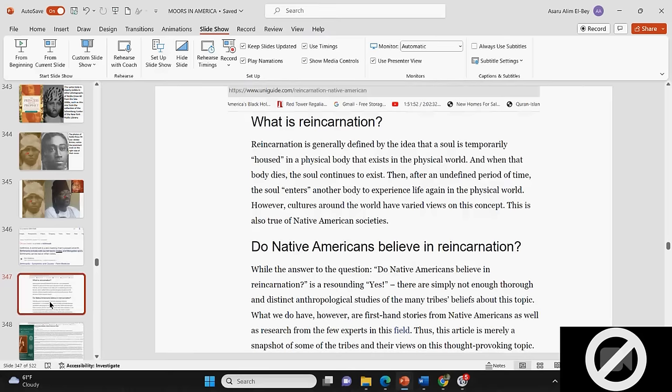All right, so the Native Americans believed in reincarnation. It says, do Native Americans believe in reincarnation? And the answer is a resounding yes. There are simply not enough thorough and distinct anthropological studies of many tribes' beliefs about this topic. What we do have, however, are firsthand stories from Native Americans as well as research from the few experts in these fields. Thus, this article is merely a snapshot of some of the tribes and their views on this thought-provoking topic.